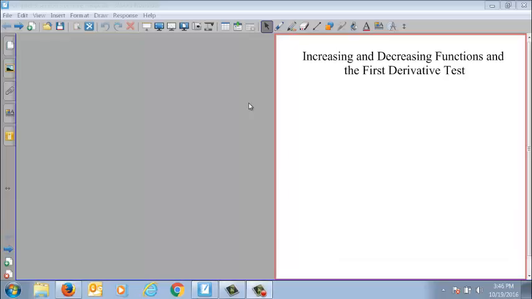Okay, this is chapter 3, section 3, and what we're talking about is increasing and decreasing functions and something called the first derivative test. Now these are used for determining where a function is a local minimum or local maximum.